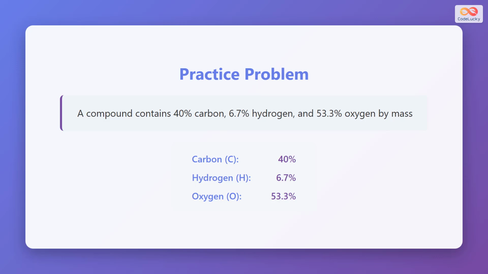Here's a practice problem. A compound contains 40% carbon, 6.7% hydrogen, and 53.3% oxygen by mass. Our goal is to find the empirical formula. We have the percentage composition of 3 elements: carbon at 40%, hydrogen at 6.7%, and oxygen at 53.3%. Now let's work through the steps to find the answer.